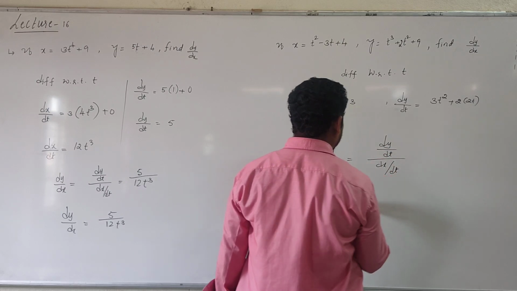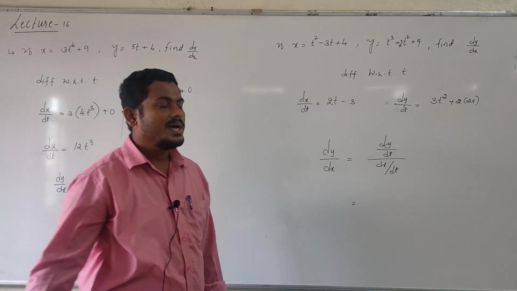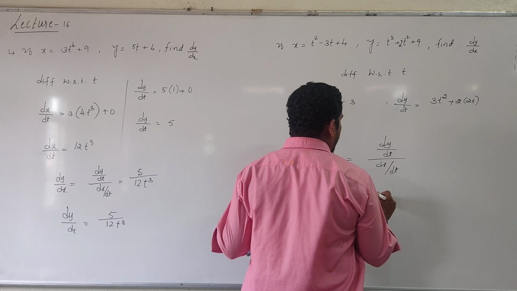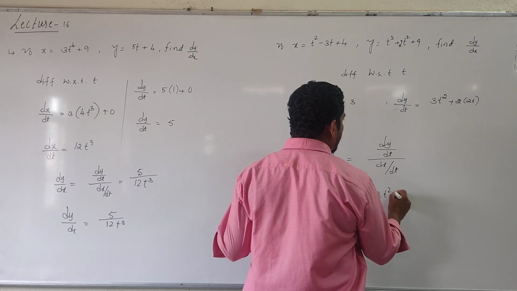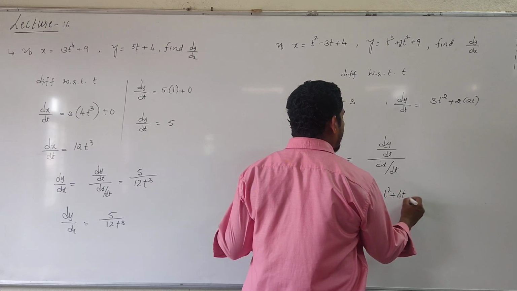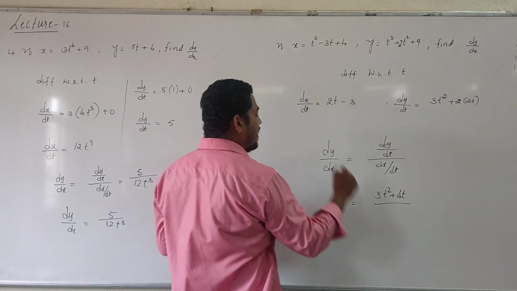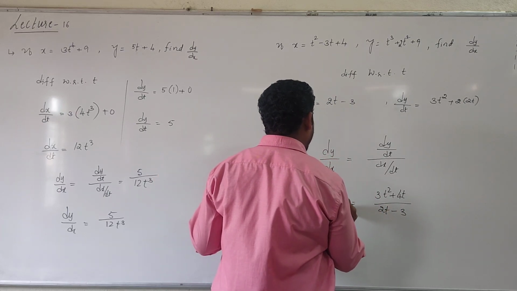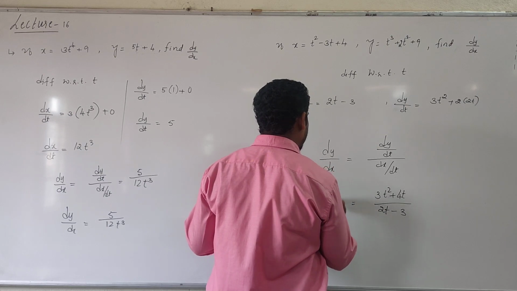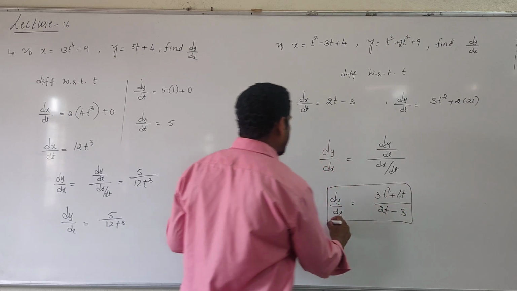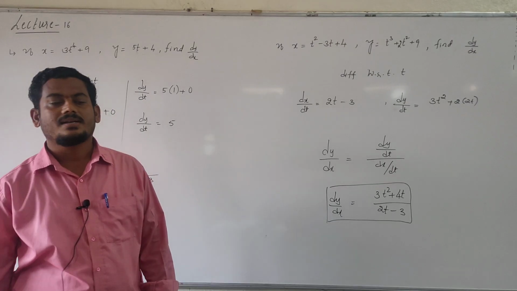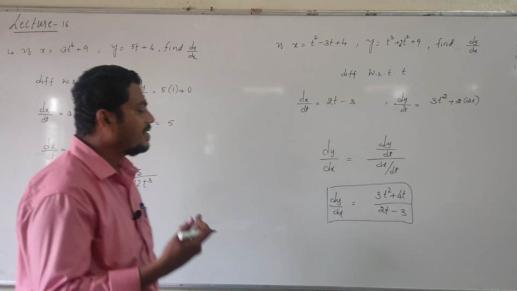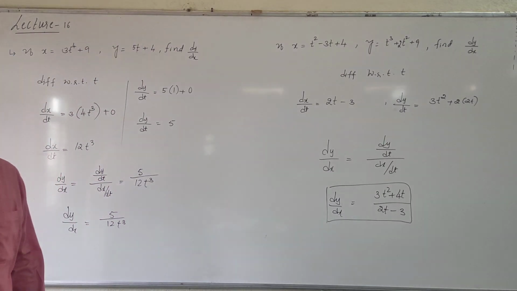This is the formula. Right? Now, replace dy by dt and dx by dt. It will be 3t square plus 4t whole thing divided by 2t minus 3. This is our required differentiation. After this, no need to simplify. Just write dy by dx is equal to 3t square plus 4t divided by 2t minus 3. Right?